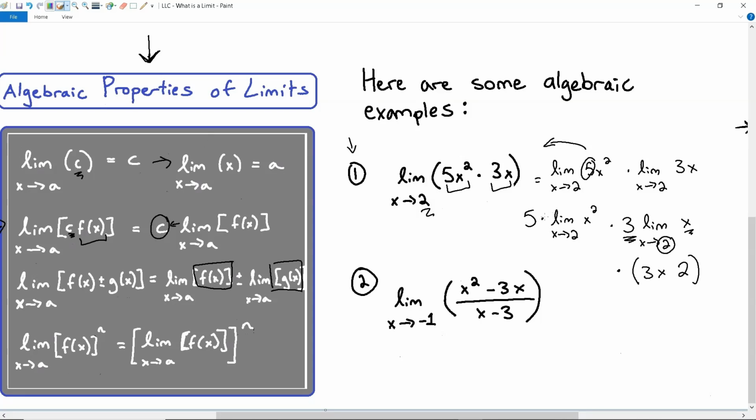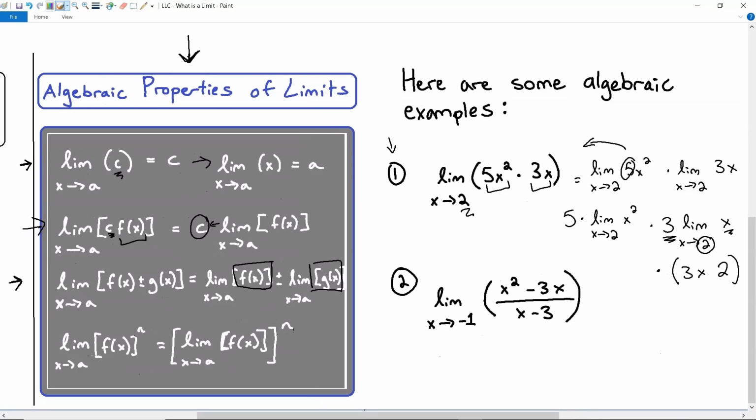And then if I look at the first chunk here, I have an x squared, so I can't just plug in my value of 2 and call it a day. I need to look at the power property, where I can basically rewrite my limit just with an x, and then raise the entire thing to the power of 2. And that's what this property is showing, where I'm basically taking out the exponent, making a limit with what's left, and then applying the exponent on the entire answer.